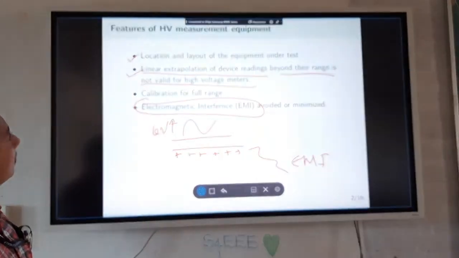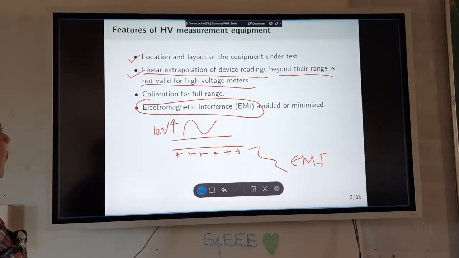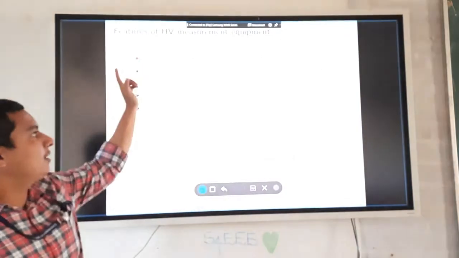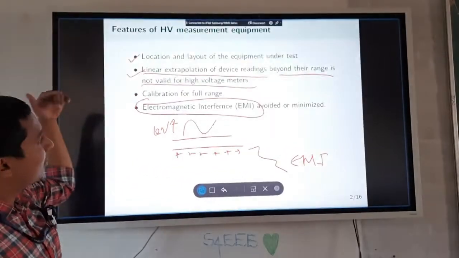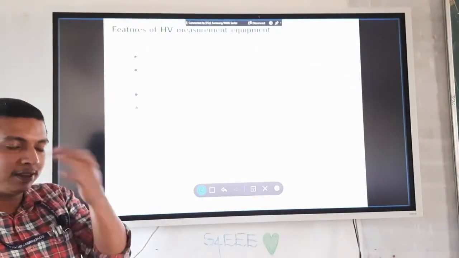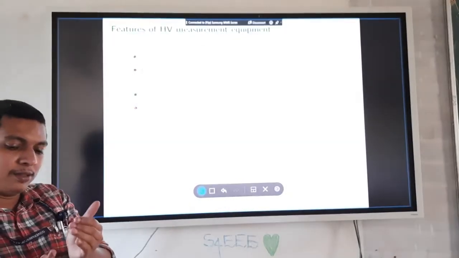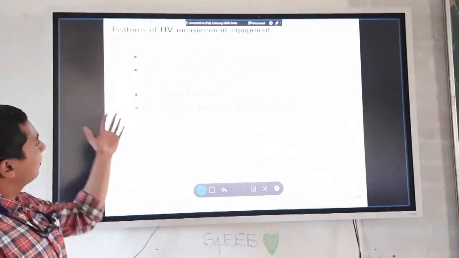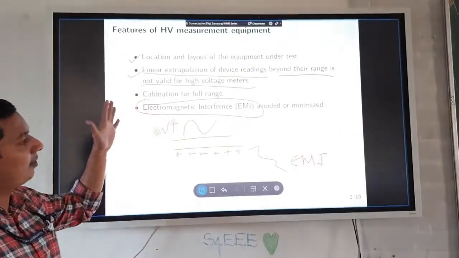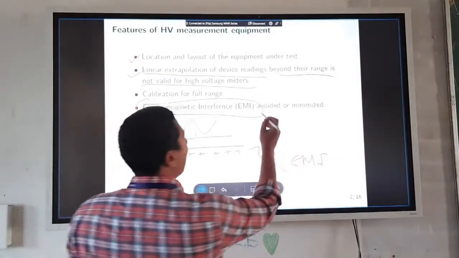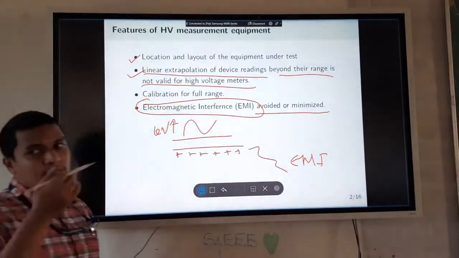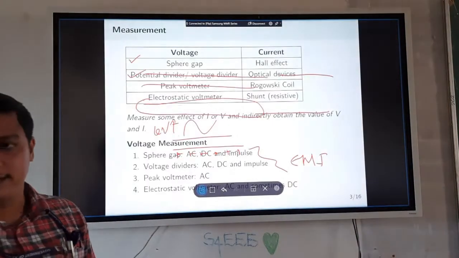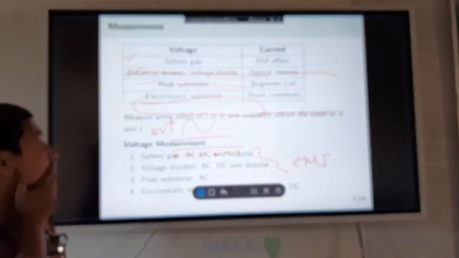Okay. So these are some of the features we expect from a high voltage measurement equipment. You should consider where it is going to be tested, and you should not take it for granted that you are working on a linear scale, because that will not be the case. Calibration is a problem, and electromagnetic interference needs to be avoided or minimized. So these are the 4 points when it comes to the features of high voltage measurement equipment.